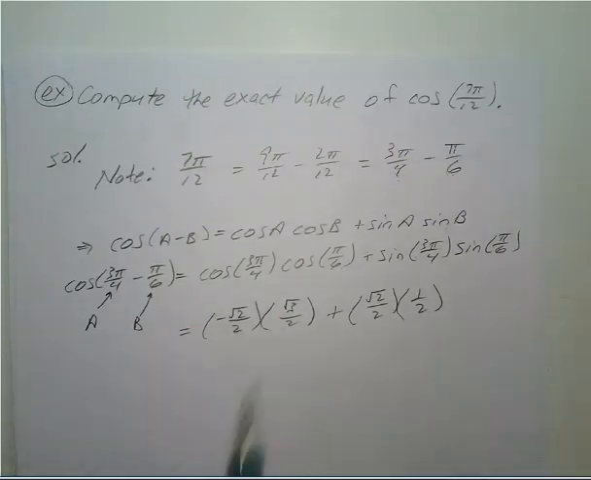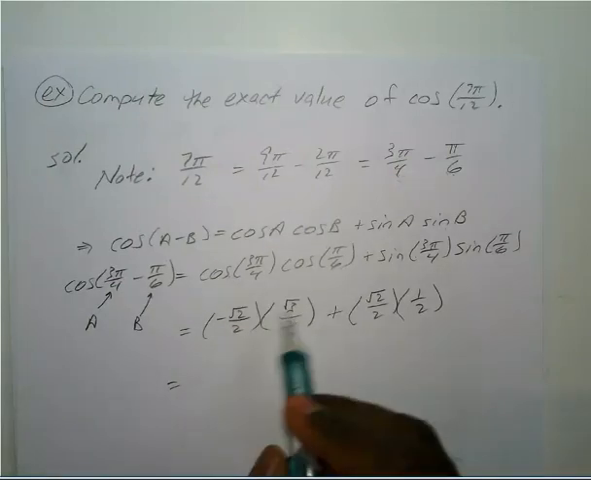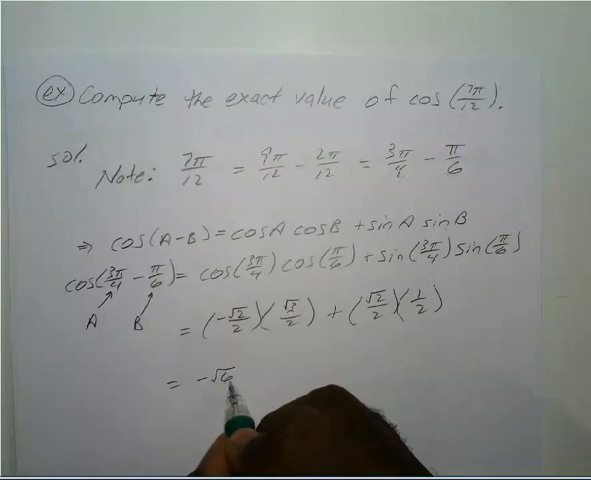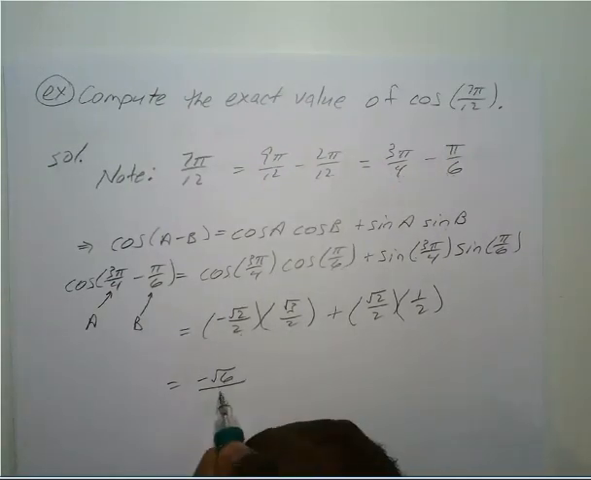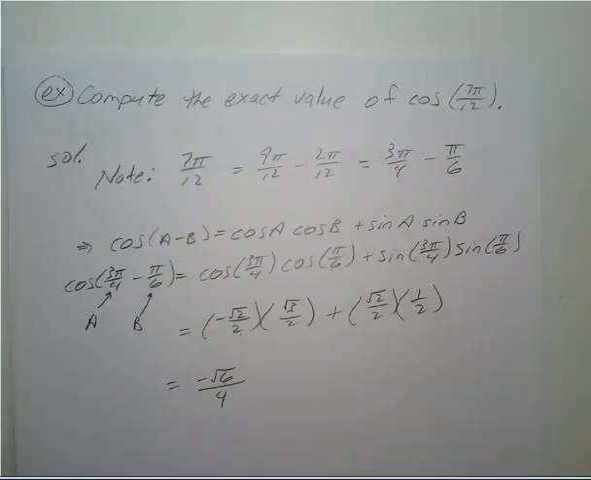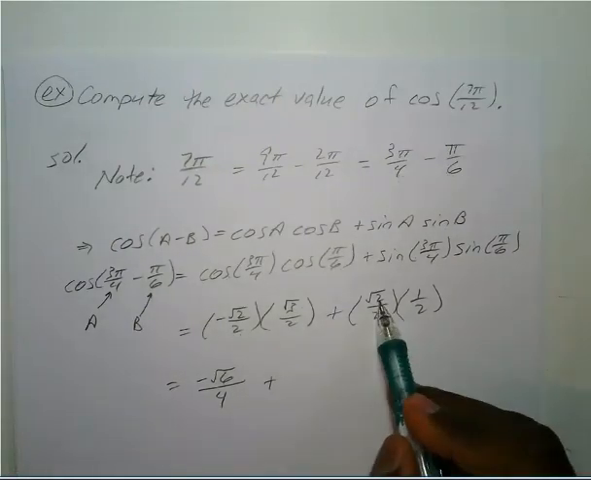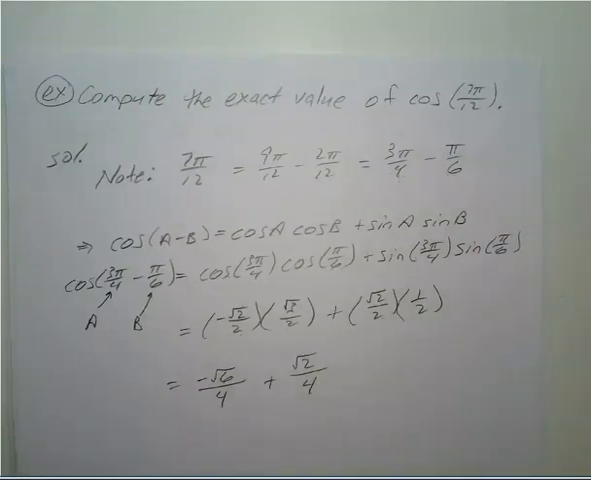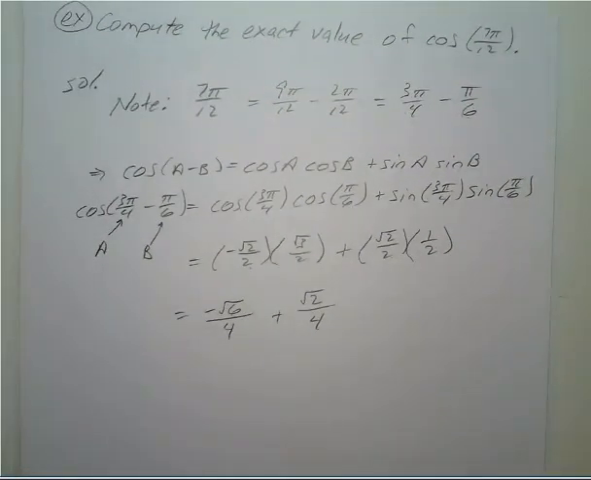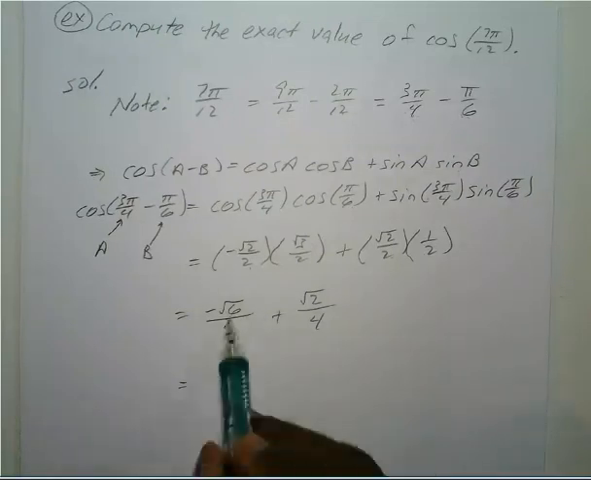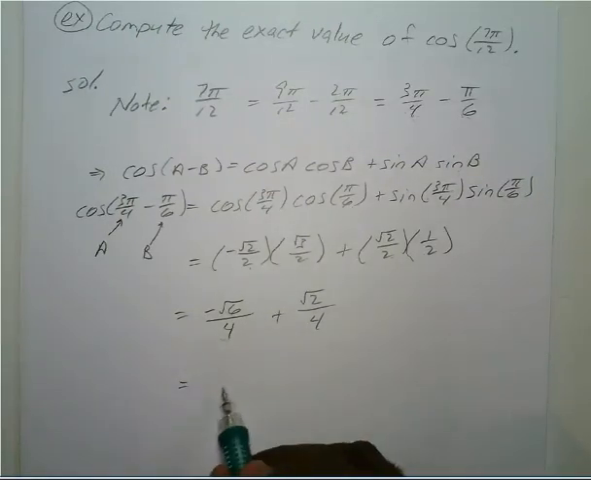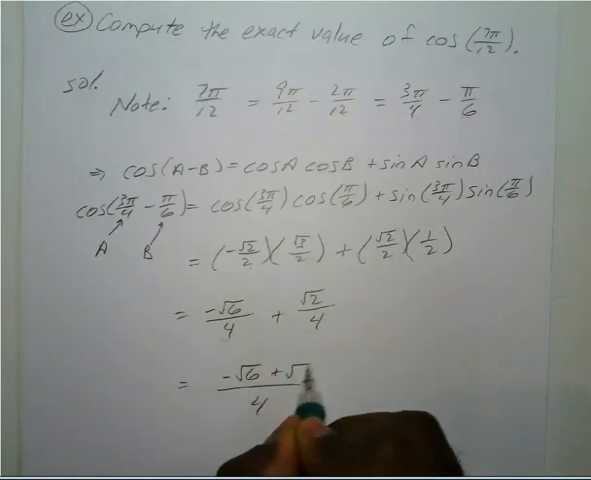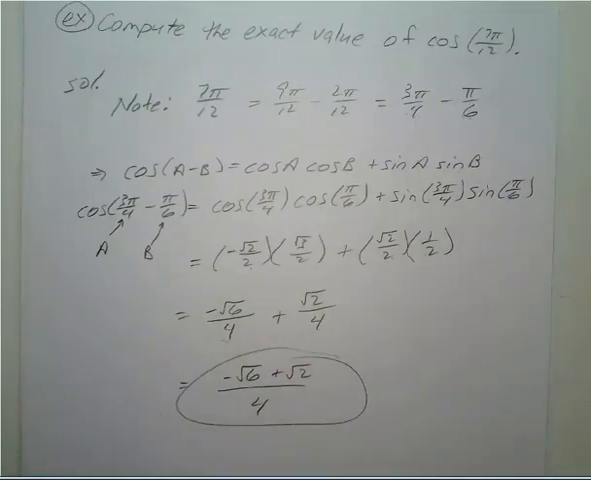We go ahead and simplify each term. Square root of 2 times square root of 3 is square root of 6, so we have negative square root of 6 over 2 times 2, which is 4, plus 1 times square root of 2 over 2 times 2, which is 4. We simplify by combining those because we have the like denominator. We have negative square root of 6 plus square root of 2 over 4.